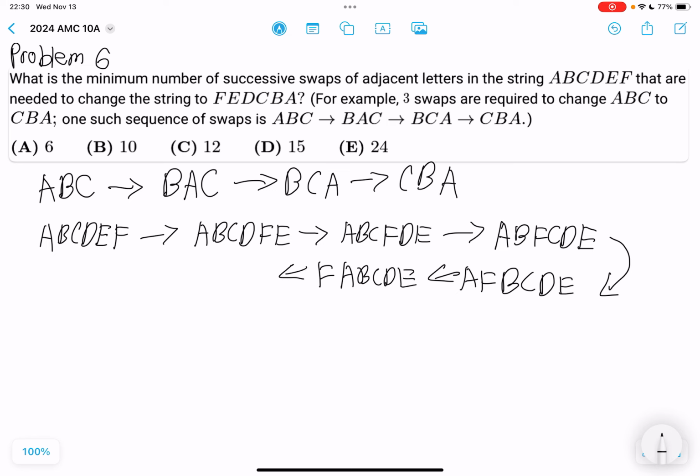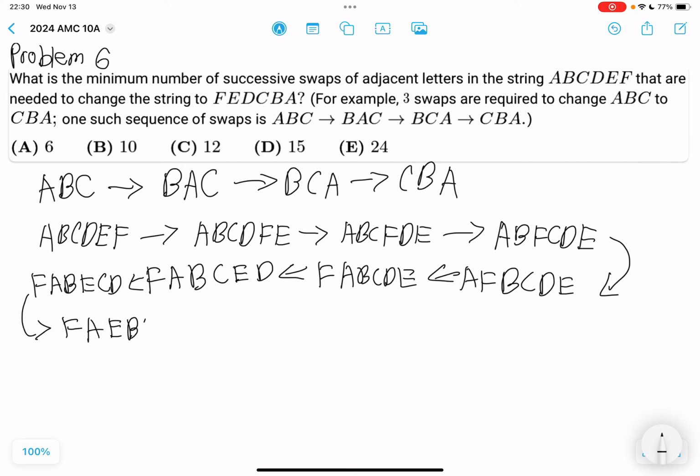Now you do E. Make sure E is in front of F. E is after F, but in front of all the other letters. So you have F, A, B, C, E, D. And then you have F, A, B, E, C, D. Then you swap again, E and B. You have F, A, E, B, C, D. You swap E and A. You have F, E, A, B, C, D.